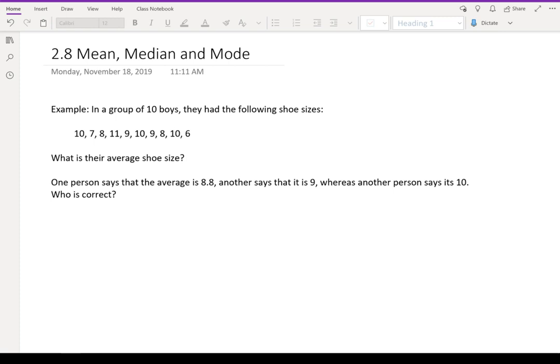Median and mode. That is 2.8. I've skipped 2.7, the circle graphs, because we're going to come back to that later in classroom, okay? So let's get started on 2.8, mean, median, and mode.